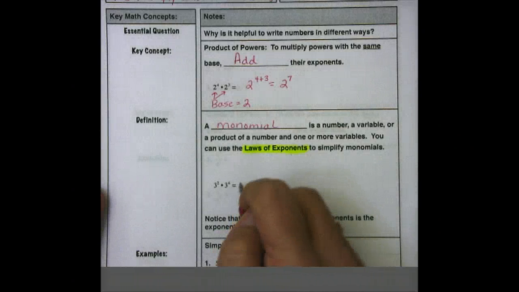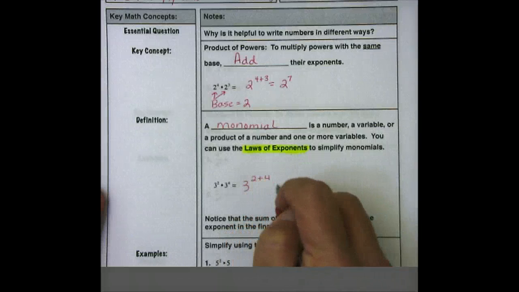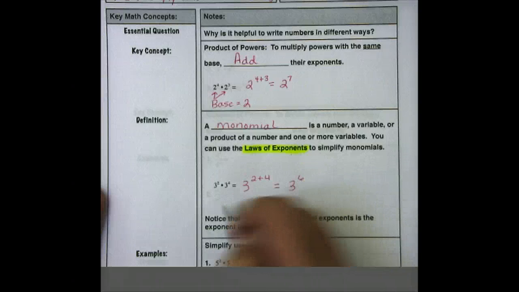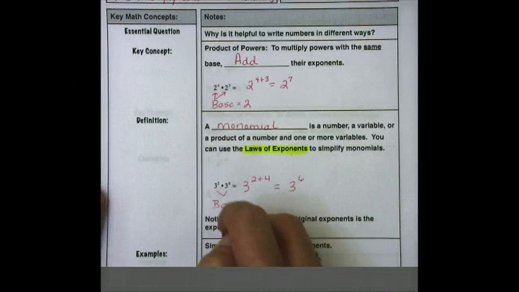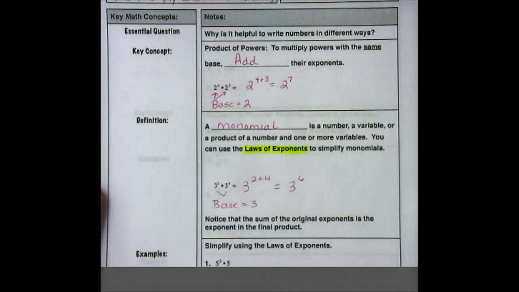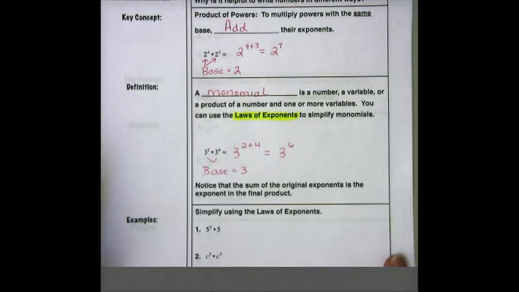That's the first one. So 3 to the 2nd times 3 to the 4th is 3 to the 2 plus 4, 3 to the 6th. Now remember that 3 is the base, and the base is going to stay the same. We don't multiply the bases.